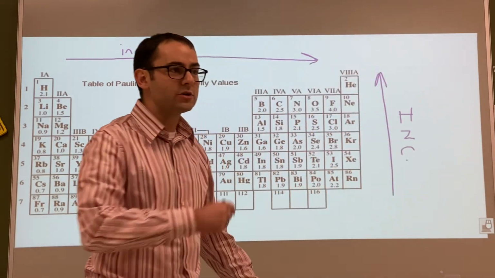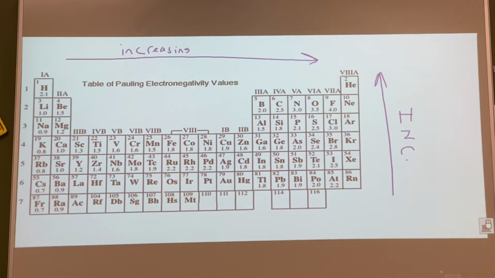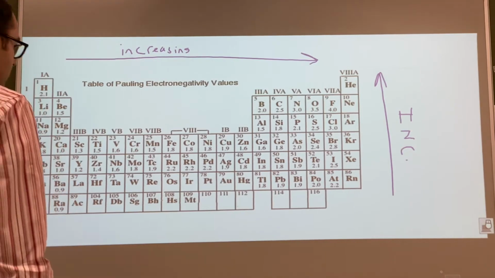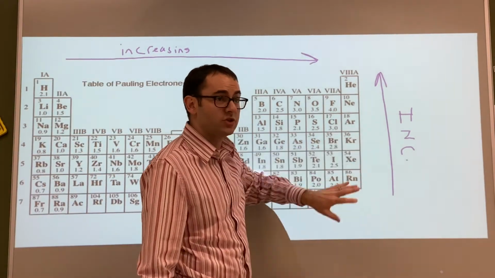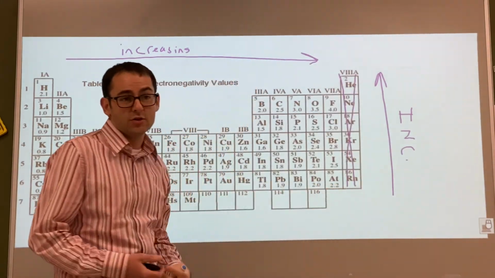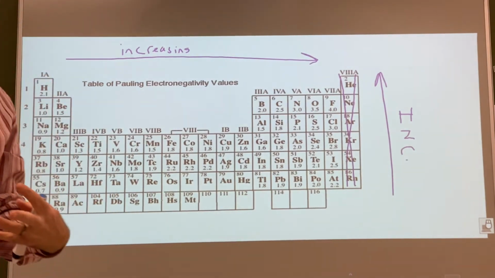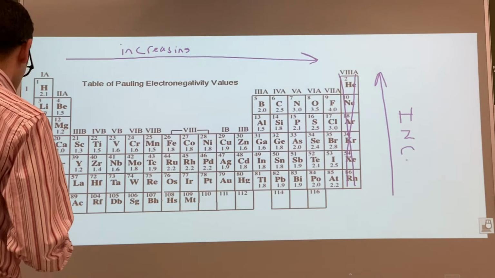What do you notice about the noble gases? They really don't have numbers. Later on when you get into AP and stuff, some of them do have numbers, but generally, we're going to say they don't have numbers because the noble gases don't form bonds usually. That's what we're learning in honors chem. AP chem gets a little bit more real.